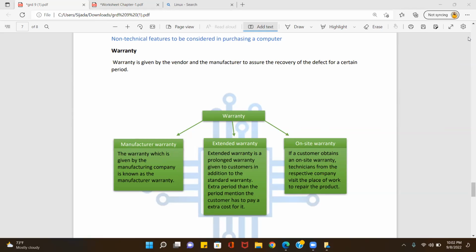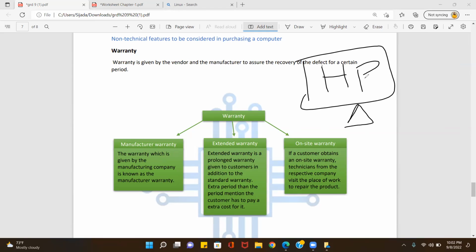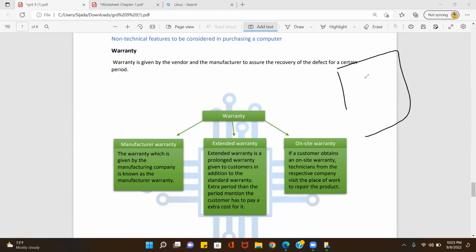Manufacturer warranty means, say I bought an HP laptop from Abans. Now, who is the manufacturer of the HP laptop? Who created it? It's the HP company, right? To explain it better, we'll take the Apple phone. You all must be using phones, no? So I am buying this Apple phone from Abans, we'll say.